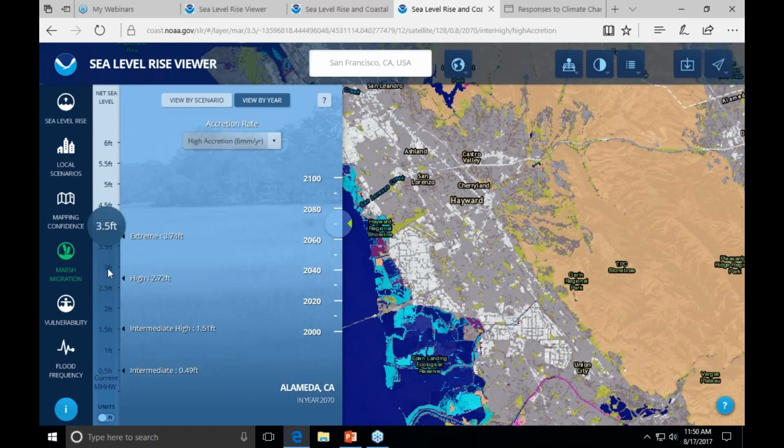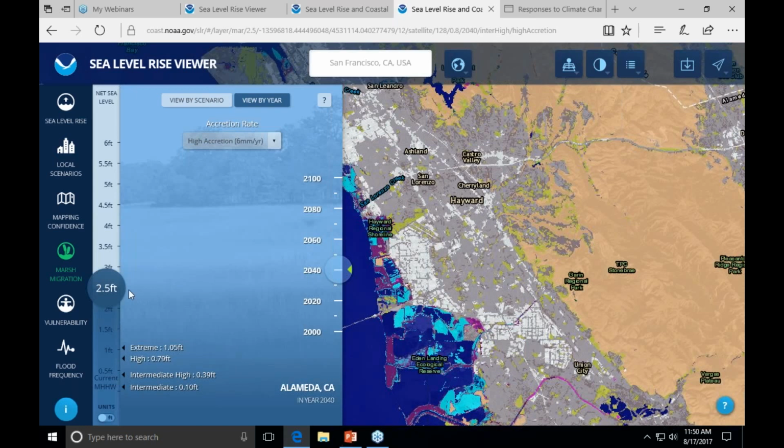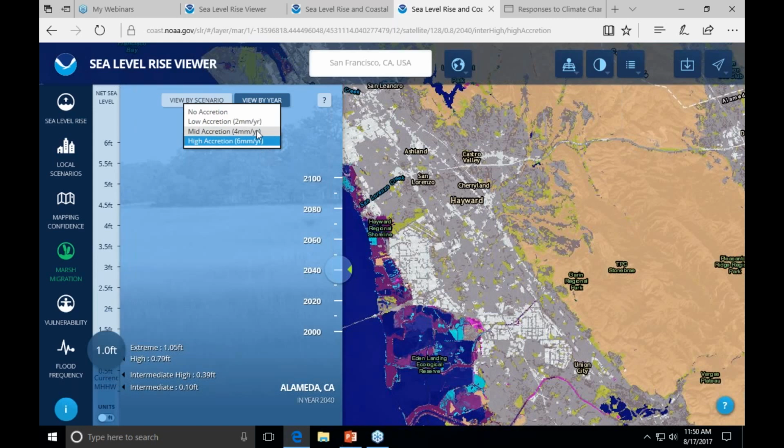And if you want to look at the high scenario, this 2.5 feet for 2070, this is what the land cover might look like based on that. Okay, so as you change your parameters, say 2040, you want to look at the extreme scenario, that's more like what the marsh, or the land cover, would look like under certain accretion scenarios.